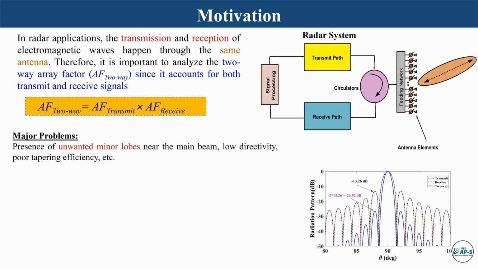the radio signals. The major problems are presence of minor lobes near the main beam, which will create the interference and ground clutter of the radar system. The other problems are low directivity and poor tapering efficiency.